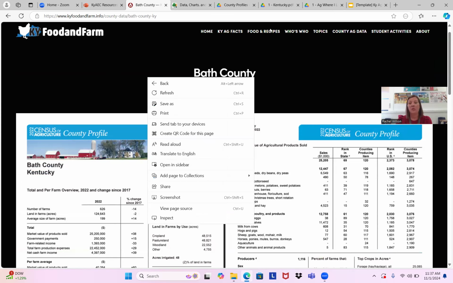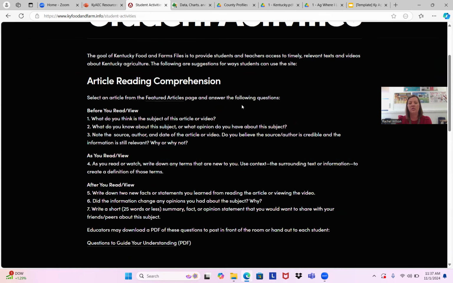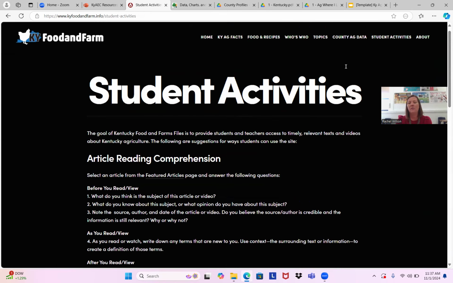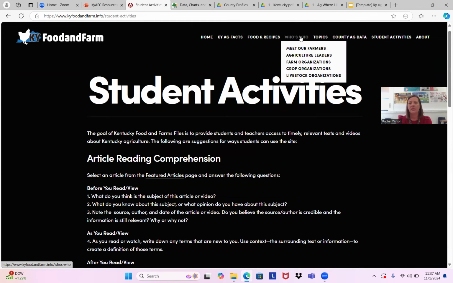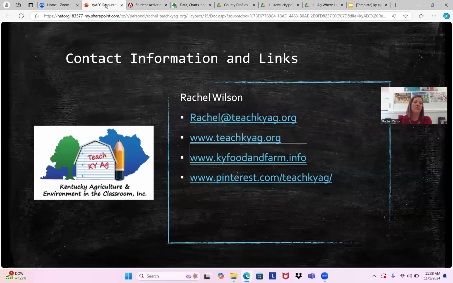And there's also food and recipes. There's student activities that you can show your students. There's even some articles that are printed out that have some comprehension questions that go along with that as well. So as you can see, there are so many resources.